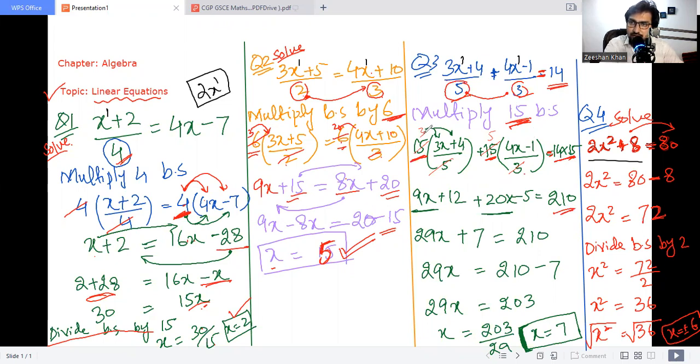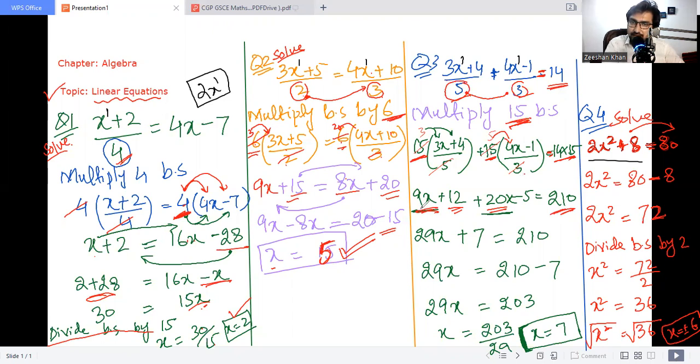Now 3 is left here, so you'll multiply this 3 inside the bracket. So 3 times 3 is 9x, and 3 times 4 is 12. And here 5 is left. So 5 times 4x is 20x, and 5 times 1 is negative 5. And 14 times 15 is 210.